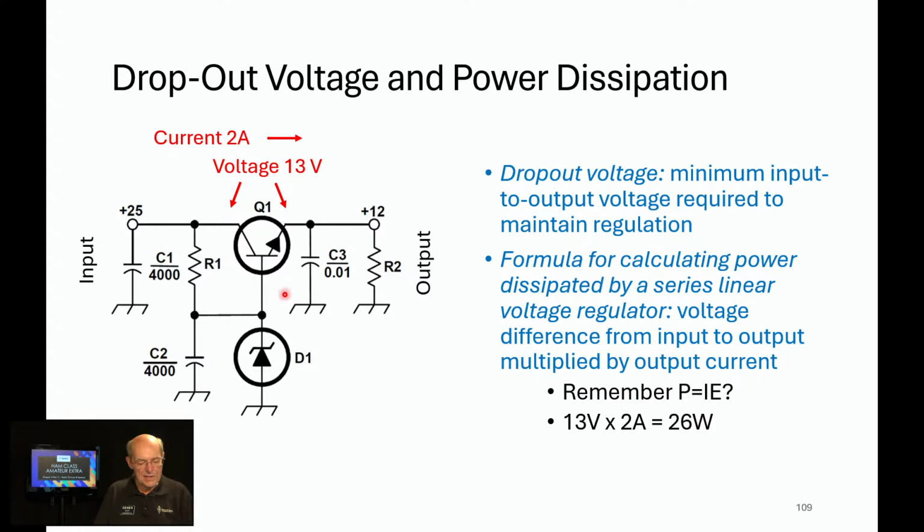Quite often you'll see pass transistors in a power supply mounted on an aluminum heat sink to dissipate that heat. But you need to know these blue words. They're not going to make you calculate it. Let's see if the blue words make sense now. Formula for calculating power dissipated by a series linear voltage regulator: voltage difference from input to output multiplied by the output current. So those are the words you need to remember.